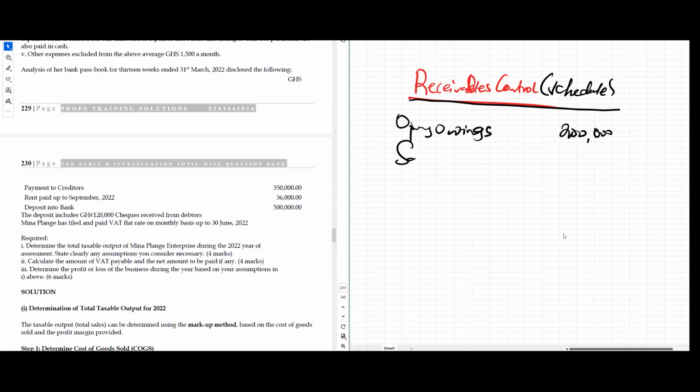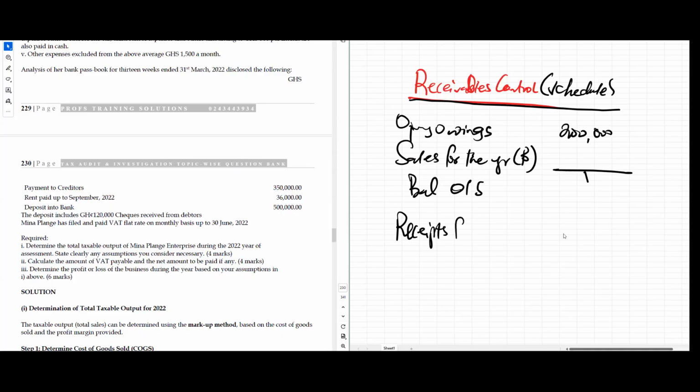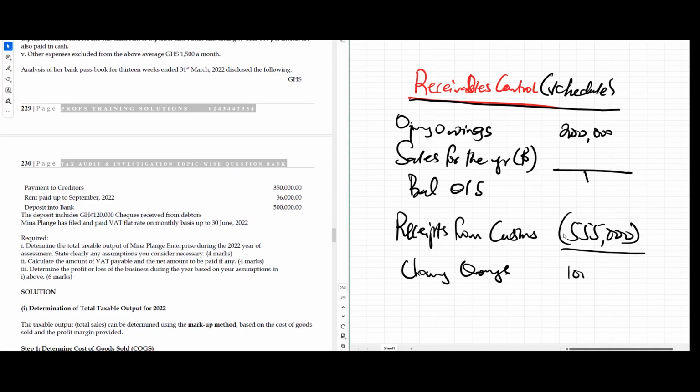Then we would have sold more to them, right? Additional sales for the year. But this is what we don't know, so this must become our balancing figure. At the end of the day, that should have given us our balance outstanding. But then, did they pay us something? Yes. Receipt from customers, 555. So the closing balance is how much? That's the closing owings, 100. That means they were owing us 100,000.